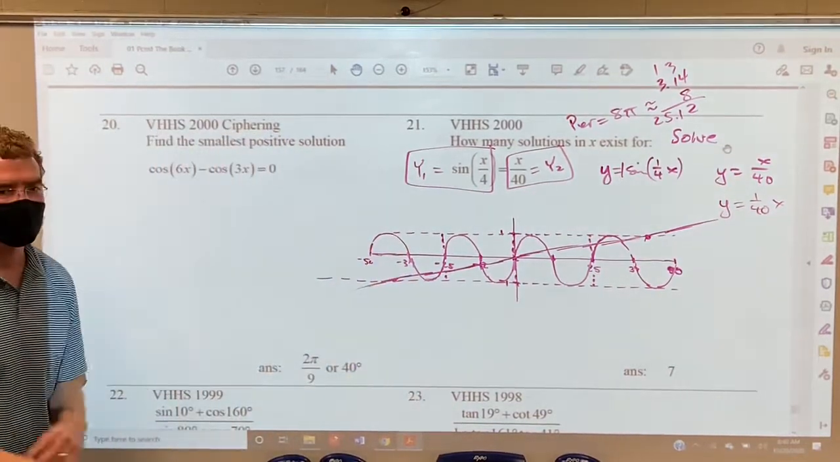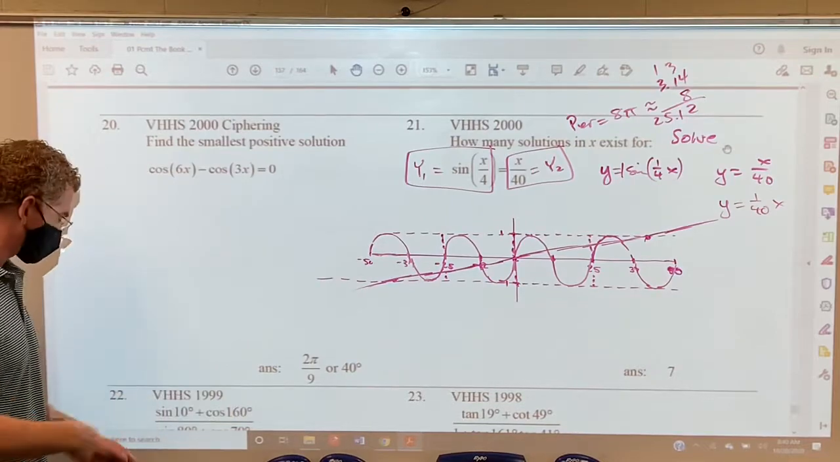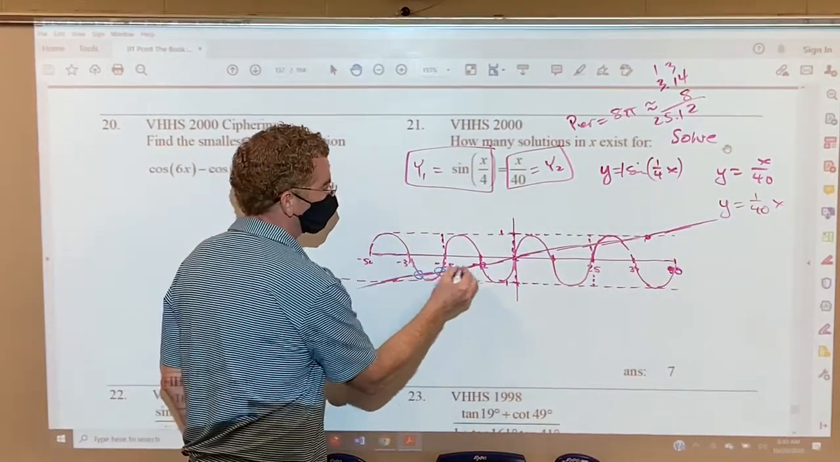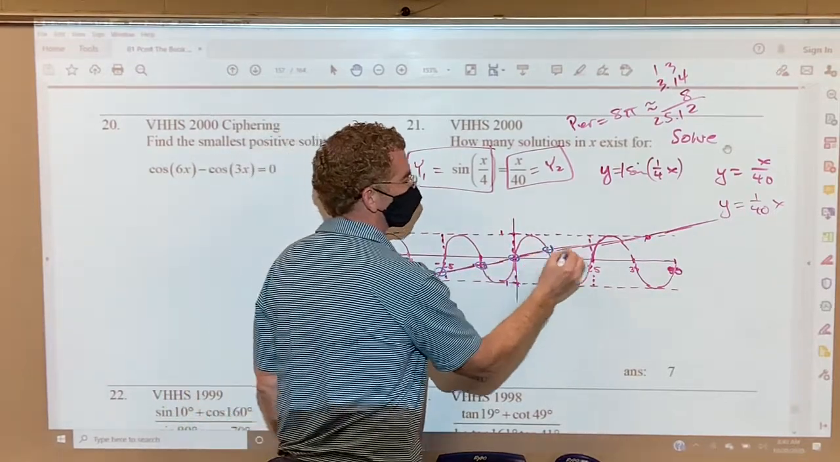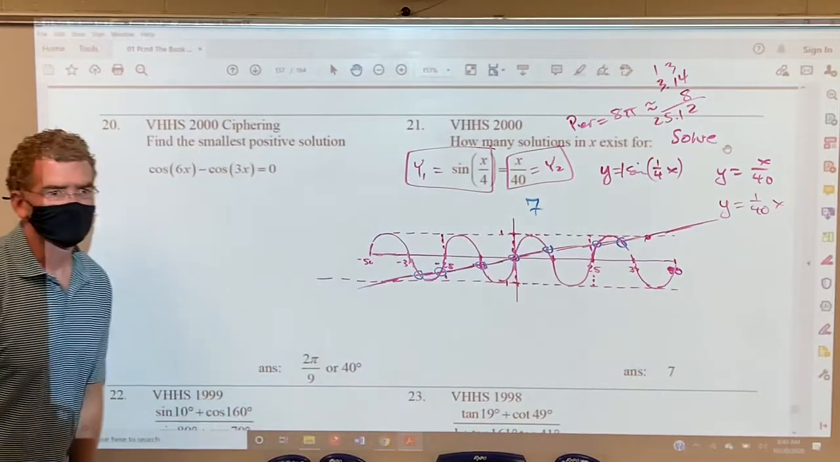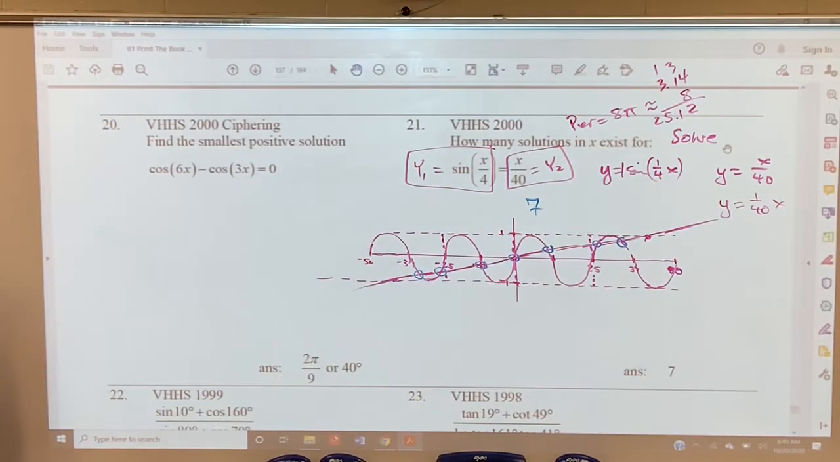Now the question didn't say what is the sum of the solutions. The question didn't say what are the solutions. It said how many solutions. 1, 2, 3, 4, 5, 6, 7. You all with me on that? Every year I've asked that question for, I don't know, 20 years. Probably not on this year's.